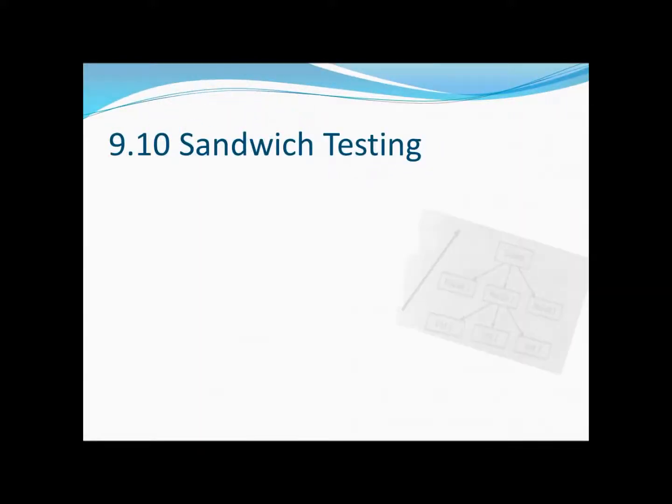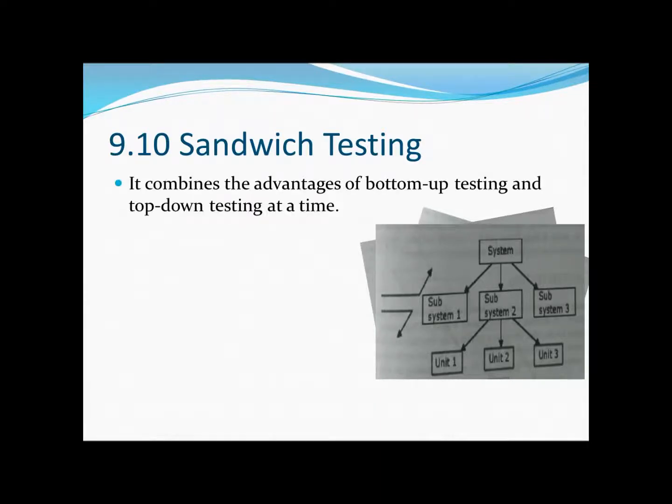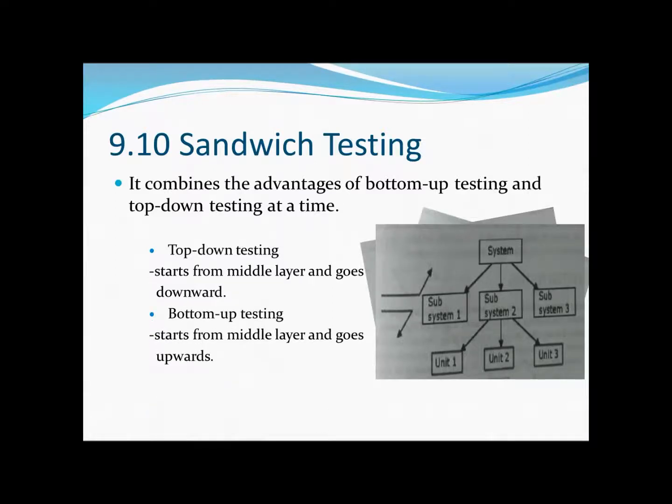As you can see, this is the structure of sandwich testing, where integration takes place somewhere in the middle of the system. It combines the advantages of bottom-up testing and top-down testing at a time. Top-down testing starts from the middle layer and goes downward, and bottom-up testing starts from the middle layer and goes upward.